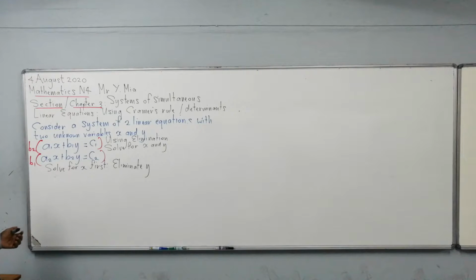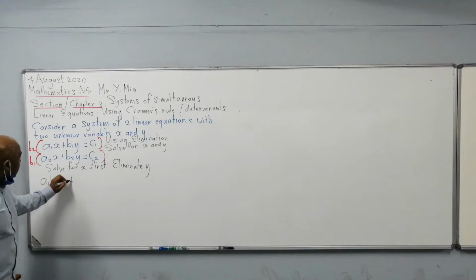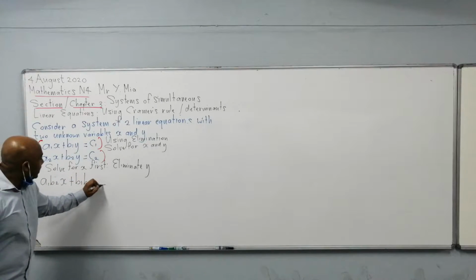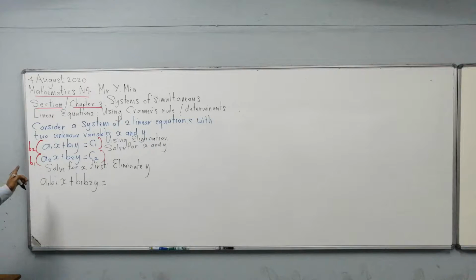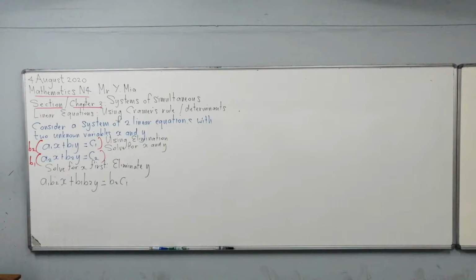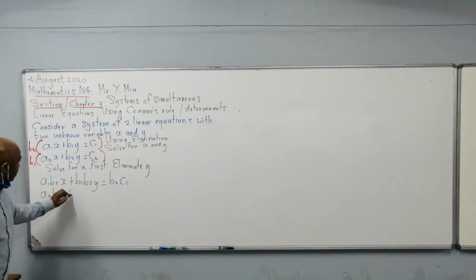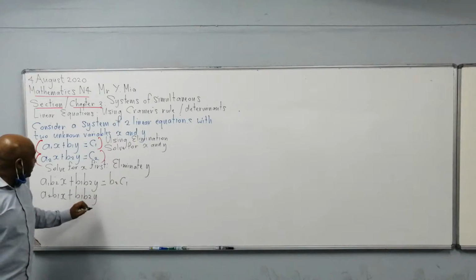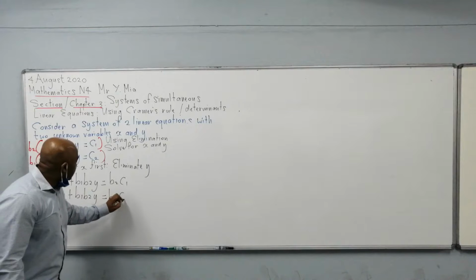Now let's see what happens here. If I multiply it, I'm going to have a1 b2x plus b1 b2y. That is my left hand side. Now don't forget, whatever I do on the left hand side, I must do on the right hand side. So that's going to be b2 times c1. Now the bottom equation I'm going to multiply by b1, so that's going to be a2 b1x plus b1 b2y is equal to b1 c2.